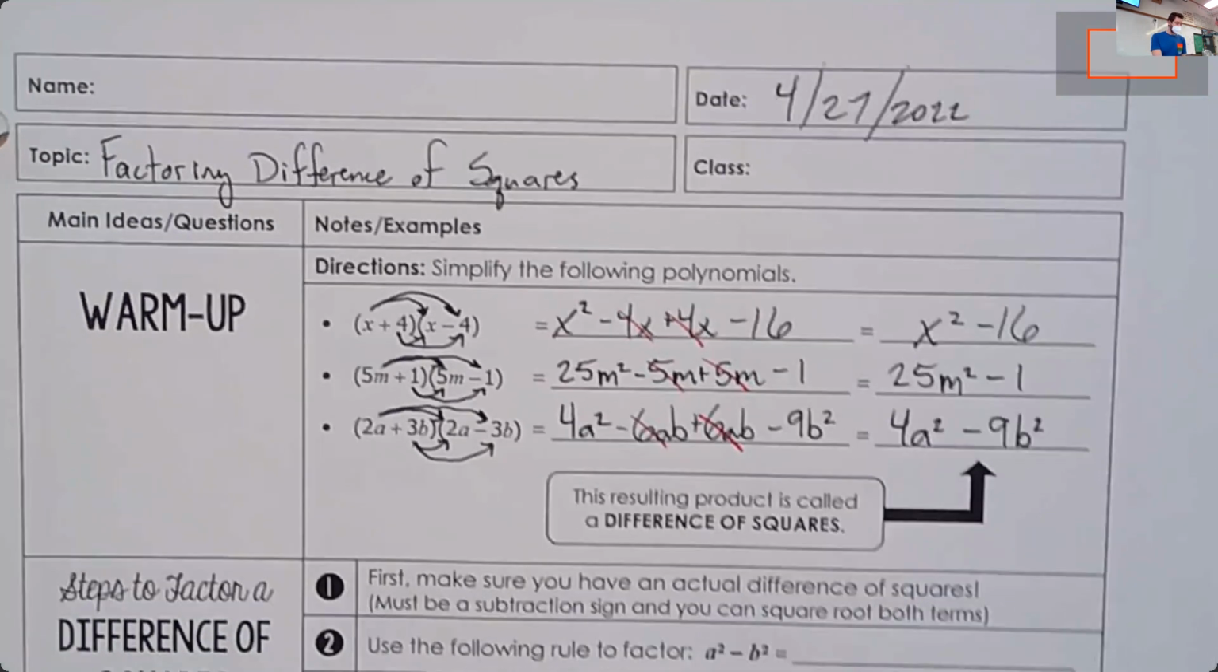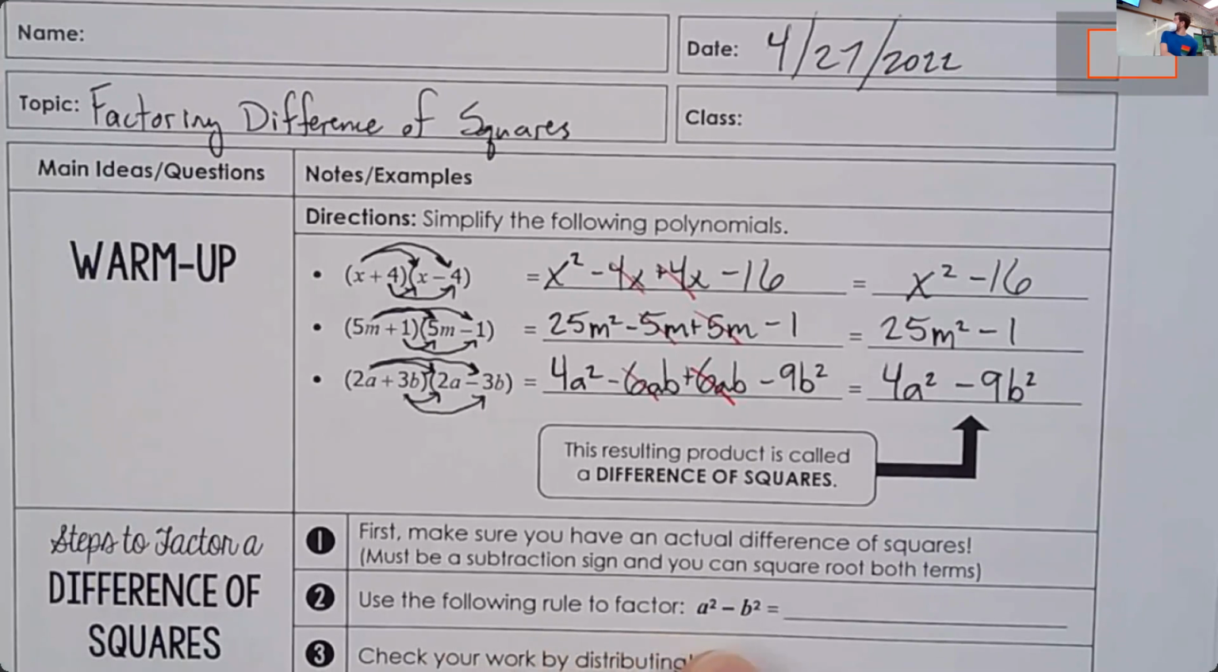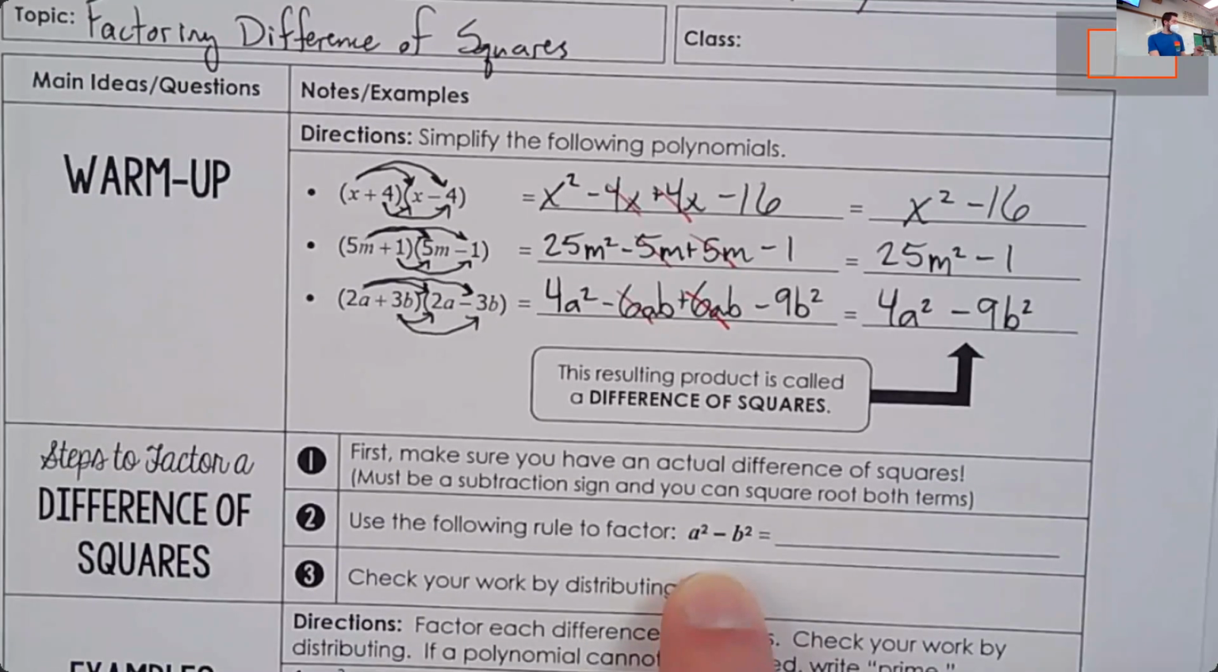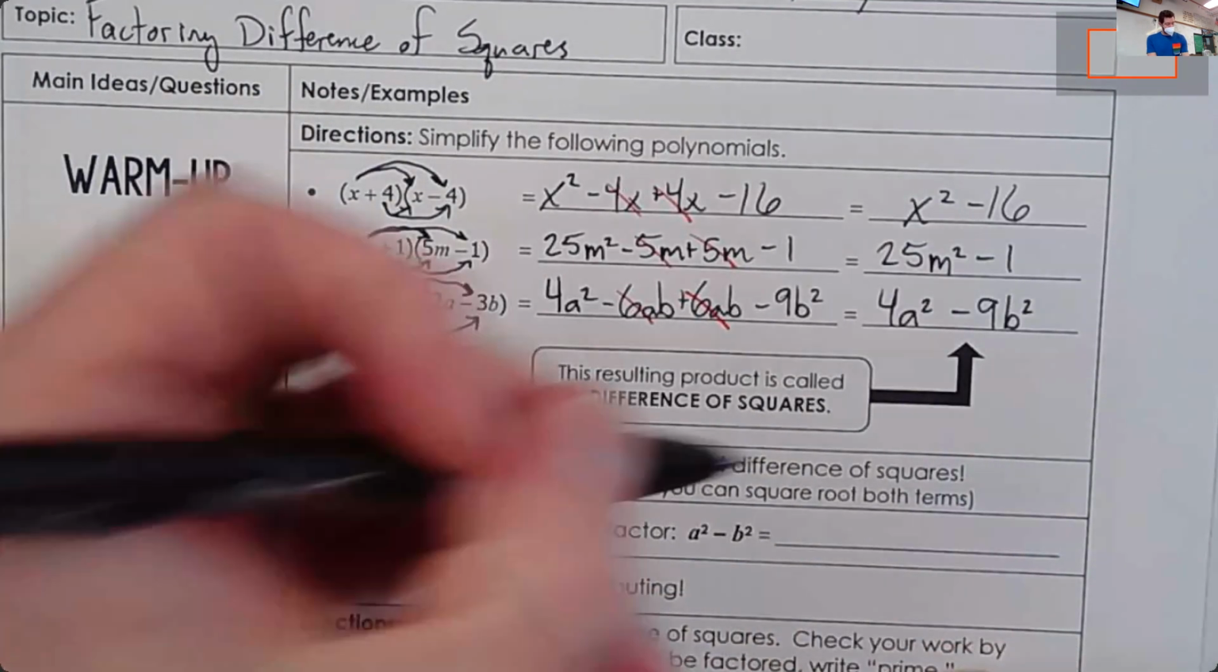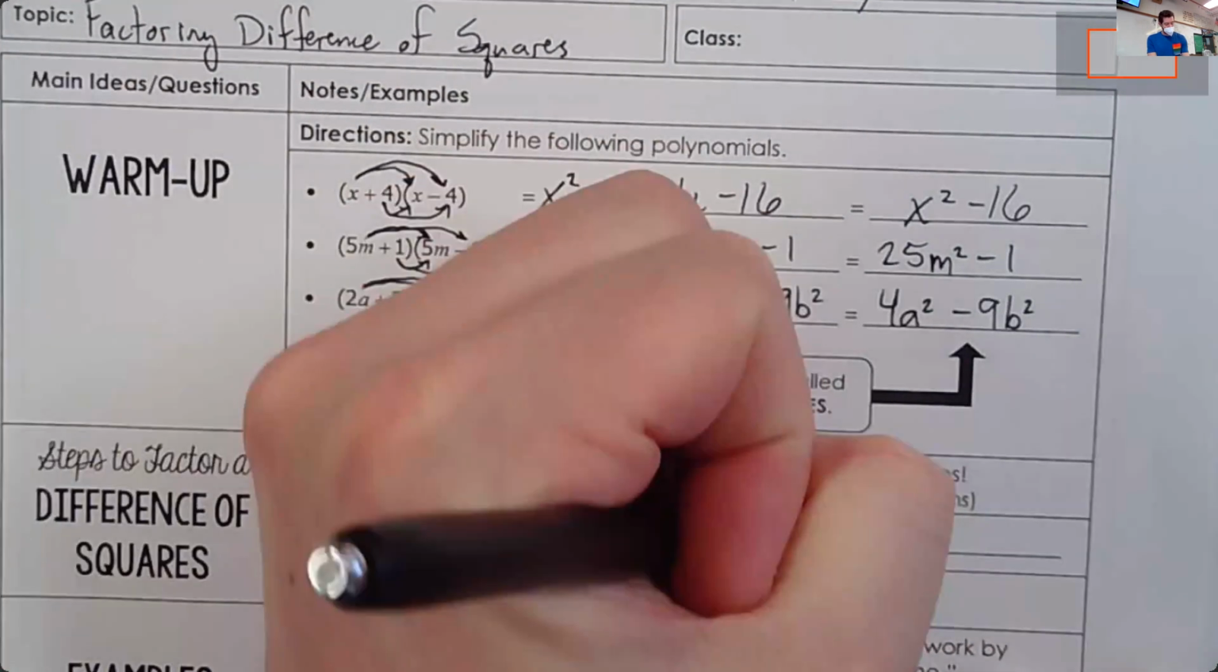Use the following rule to factor. It says a squared minus b squared. So this is kind of our generic algebra example. It is going to be a plus b times a minus b.